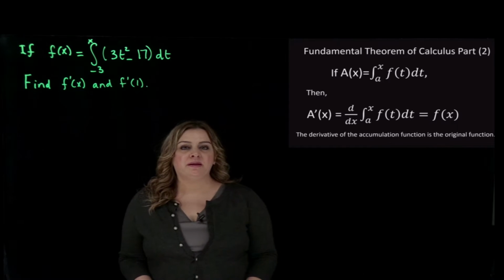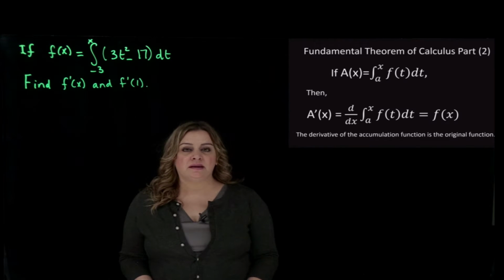Continuing with the fundamental theorem of calculus, we will consider part 2, shown on our screen and listed in our book. If A of x is equal to the integral from a to x of f of t dt, then A prime of x equals d/dx of the integral from a to x of f of t dt, which equals f of x.